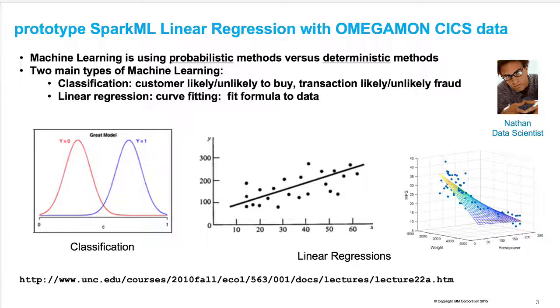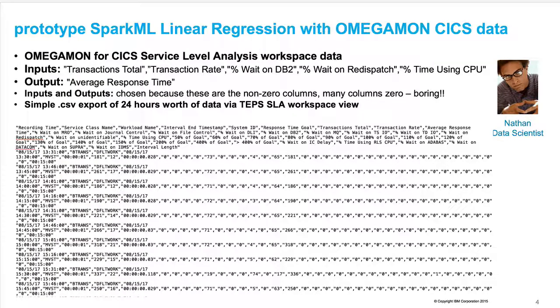Quickly, the use case I'm going to show: I'm using my favorite workspace in OMEGAMON, which is the CICS service level analysis workspace. And the KPIs I'm using as inputs are transaction rate, percent wait on DB2, percent wait on redispatch, and percent time using CPU. I use those four metrics to see if I can predict the average response time of CICS transactions.